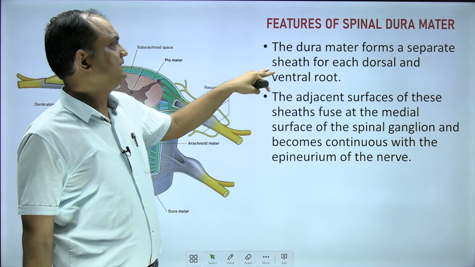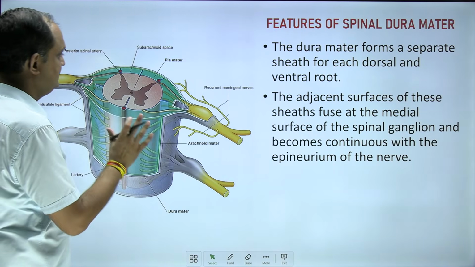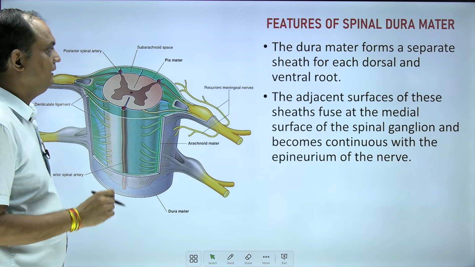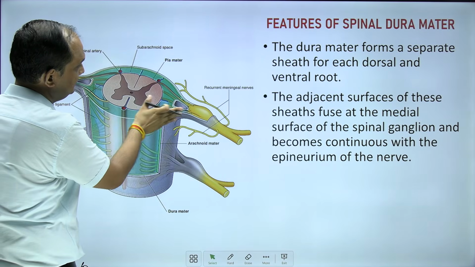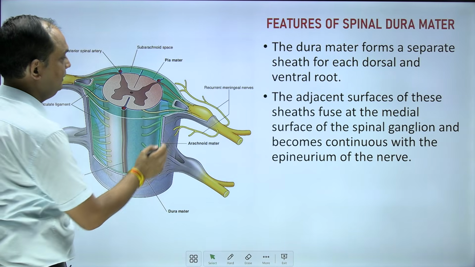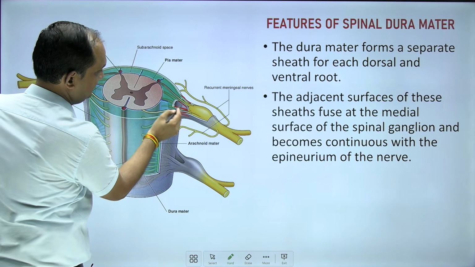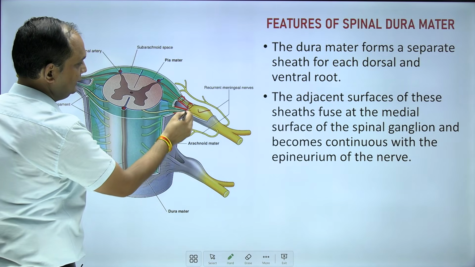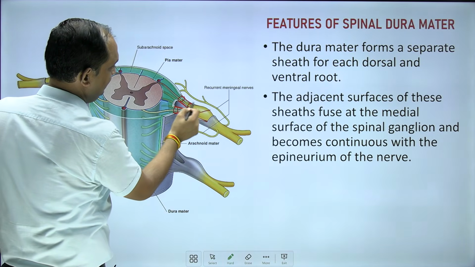So the dura mater forms a separate sheath for each dorsal and ventral root. In this image, you can understand that there is an outermost covering of dura mater, and that dura mater also covers the ventral root and the dorsal root of the spinal nerve separately. Here you can see this is one covering and this is the other covering. This is the covering on the dorsal root, because this is the dorsal root ganglion, and this is the covering on the ventral root. And both of them are meeting medially.